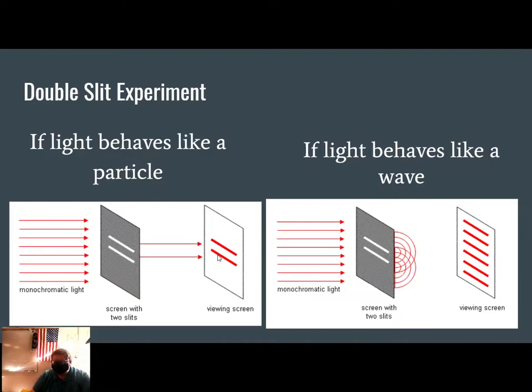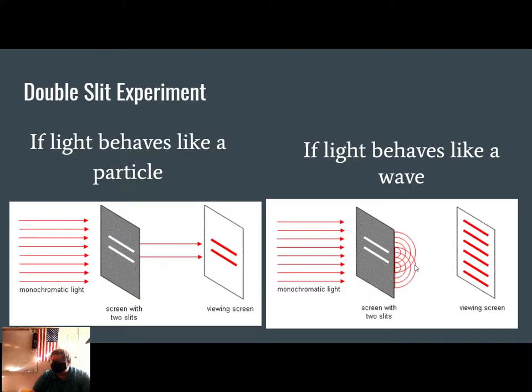But what actually happens is, if light behaves like a wave, then after it goes through there, it'll start to spread out around these corners. That's called diffraction. It starts to spread out around these corners, and then those waves of light would start to overlap and interact with each other.